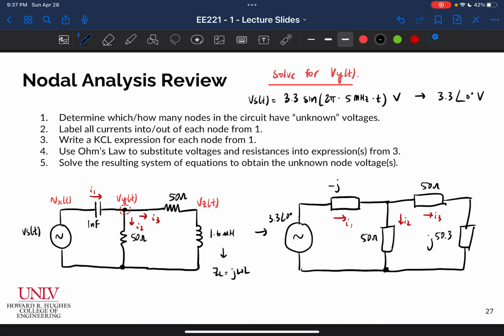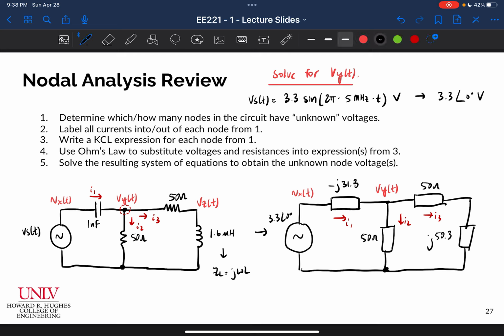So for my capacitive impedance here, I get minus j31.8. Okay, so that's my impedances. And now I can go ahead and try to solve this problem. So I've got Vx of t here, which I know. I've got Vy of t, which is what I'm trying to solve for. And so let's go ahead and write our KCL expression here.